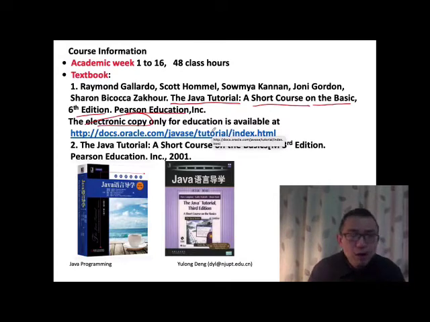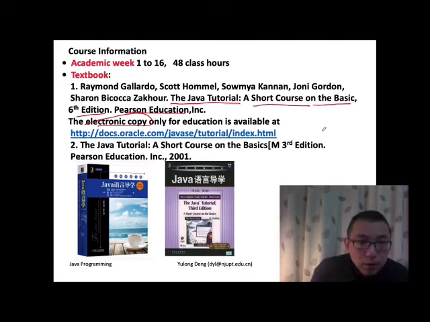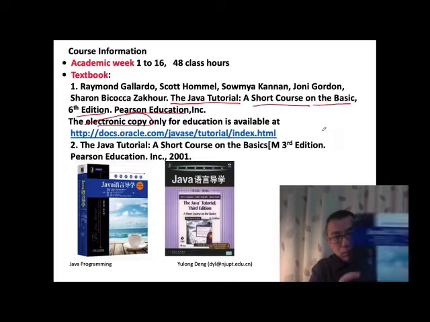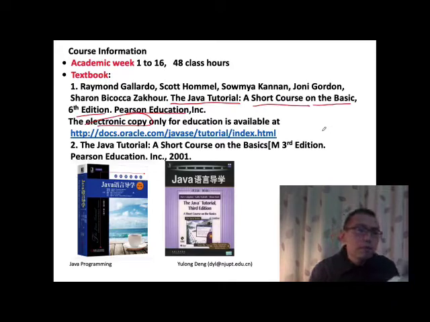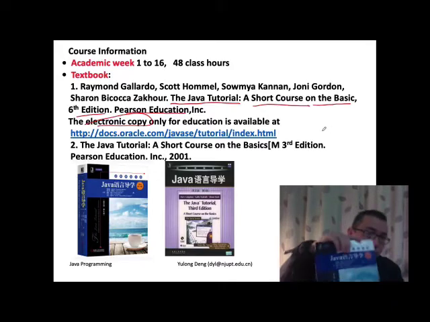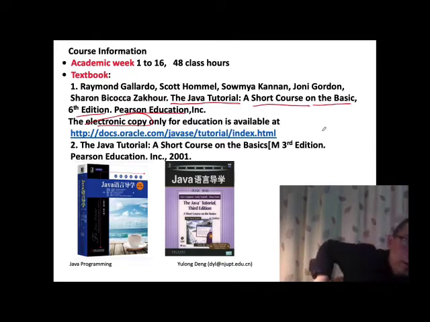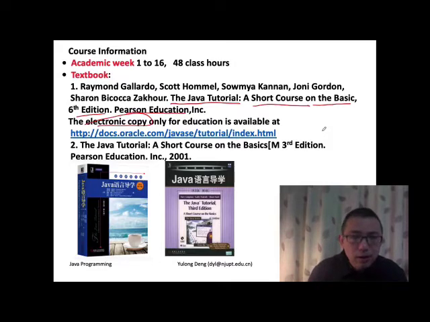But if money is not a problem, you can get a paper book from the bookstore. This book is published by Pearson Education and republished inside China. It's pretty thick and a little bit expensive. But if you have money, you can buy one. If you don't have enough money, just get a soft copy online. This is about the textbook.